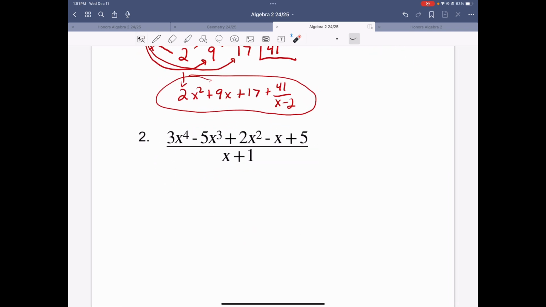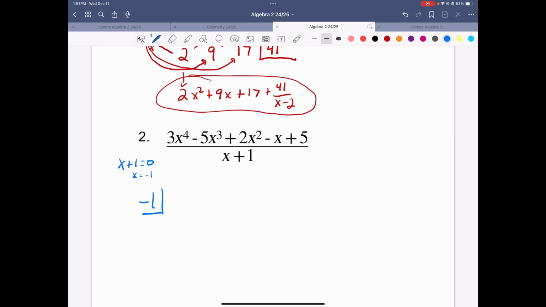So next example, 3x to the 4th minus 5x cubed plus 2x squared minus x plus 5. Now it's going to be divided by x plus 1. Now understand that these two things mean the same thing. Kind of looks like the one we had before, just a different way to write it. So this now is my divisor. So when I'm trying to figure out what I want to put inside of the box, I got to set that divisor equal to 0. So x is going to be negative 1. So negative 1 is going to go in there.